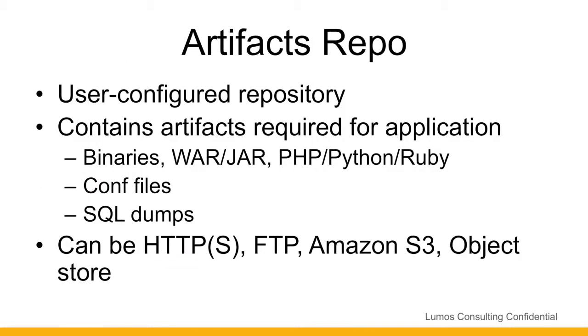And then finally, we have the artifacts repo. So this is a user-configured repository. It contains artifacts required for the application, things like binaries, WAR files, JAR files, PHP, Python, Ruby files, whatever. Configuration files, SQL dumps. It can be an HTTP server, HTTPS server, FTP server, a generic object store. Typically, it's an Amazon S3 bucket. That's sort of the easiest and most common thing that we see.